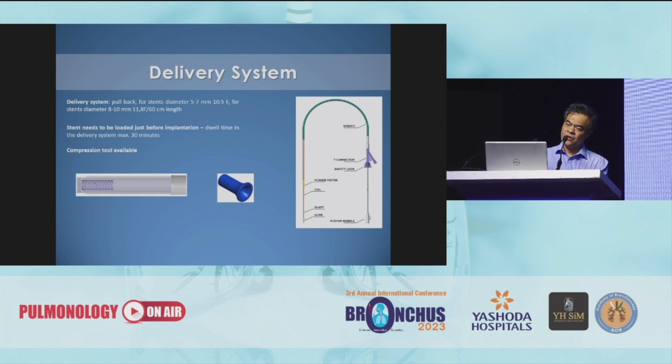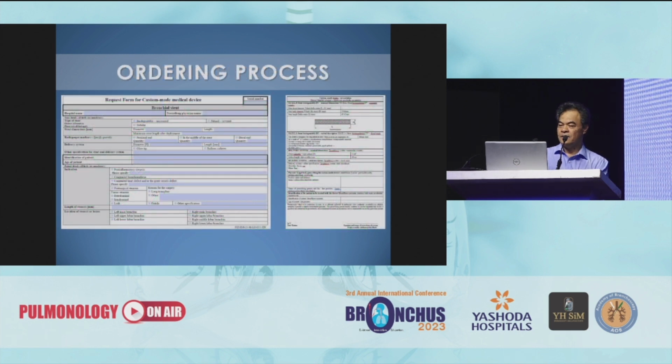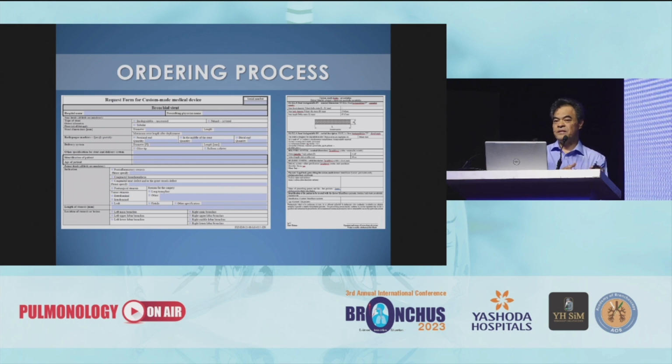Okay. Something like an endobronchial valve. I think you need to load the endobronchial valve before implantation. Right? But the loading procedure can be learned. Actually, it's no issue, not a problem. And this is what I do normally. The request form: we put there the exact length and diameter of the stent, and then the manufacturer will come up with the stent that we request.